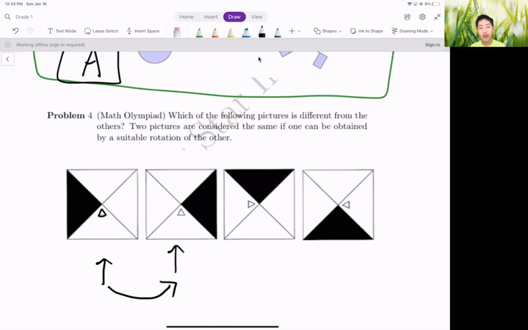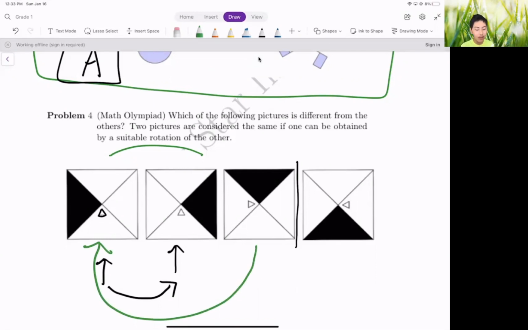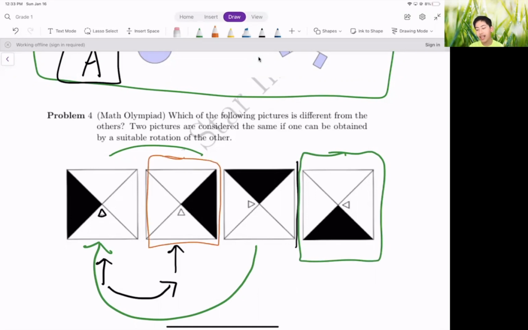Then we move on to the third one. Let's see what the third one matches. Once you play around with these 2 cases in the beginning, you can find out that this third case matches up with the first one. And the same goes for the fourth one. If you just rotate it 2 more times, then you end up with the fourth case. And the only one that we're left with is the second one. So therefore, the second one is different from the others.